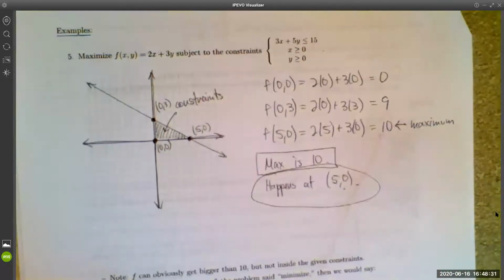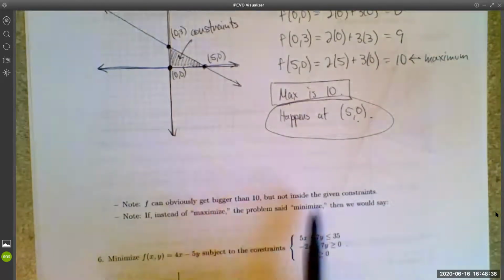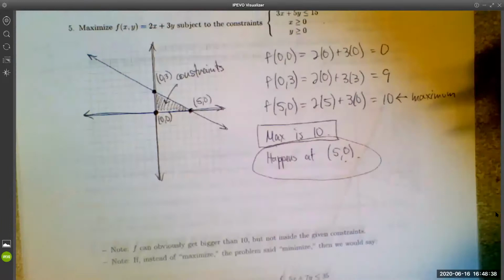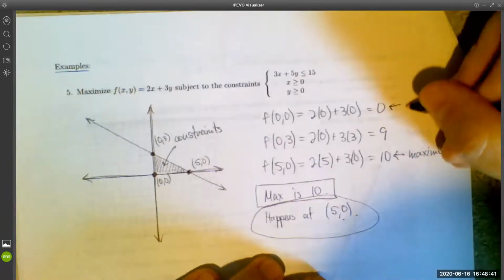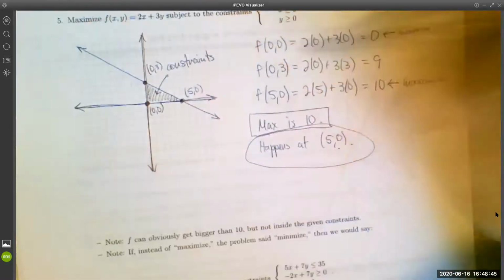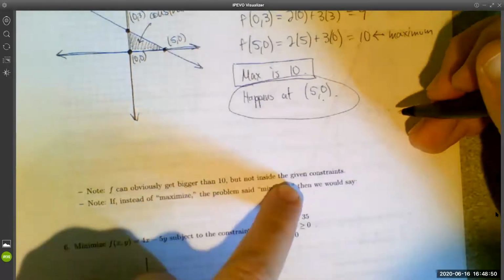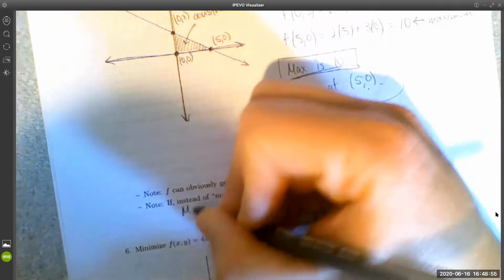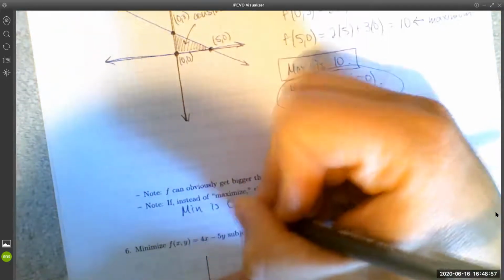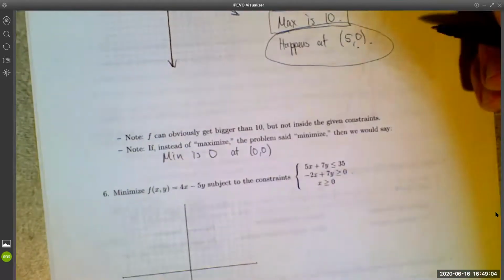Note, on this same problem, if instead of maximize, the problem had said minimize, then we would say the minimum value is 0. And it happens at the point (0, 0). So if instead of maximum, the problem had said minimize, then we would say min is 0, and it happens at (0, 0), right? Okay.